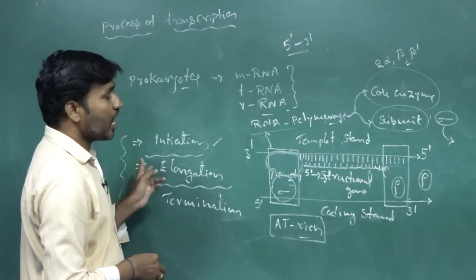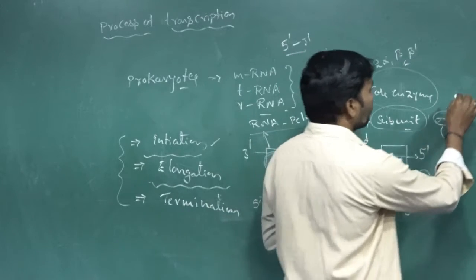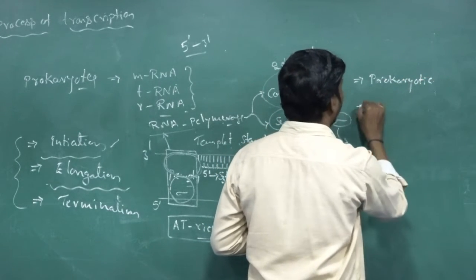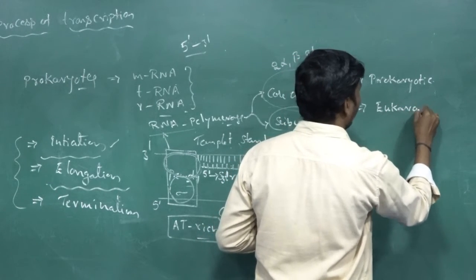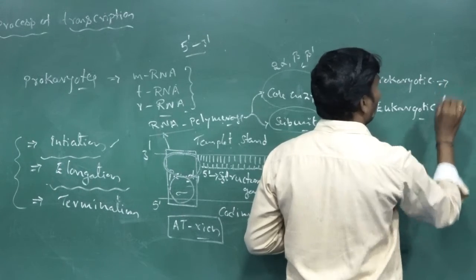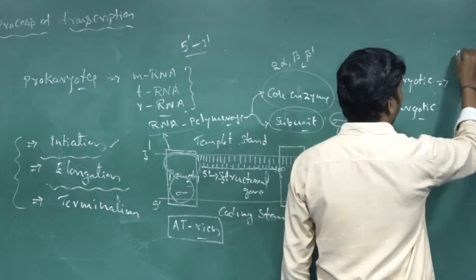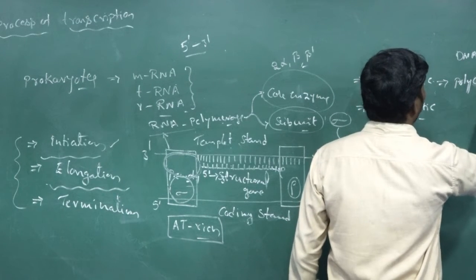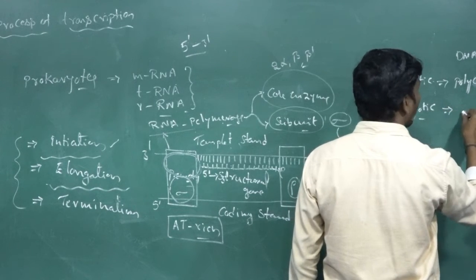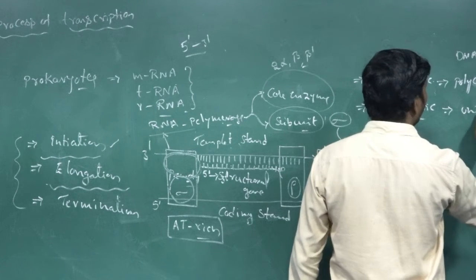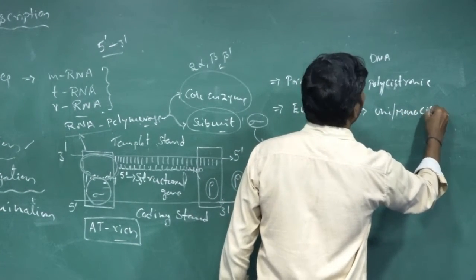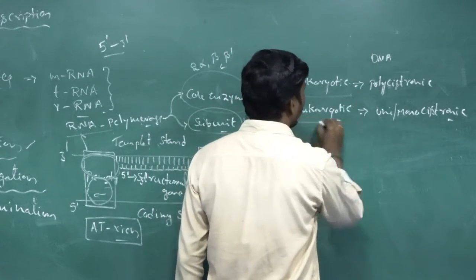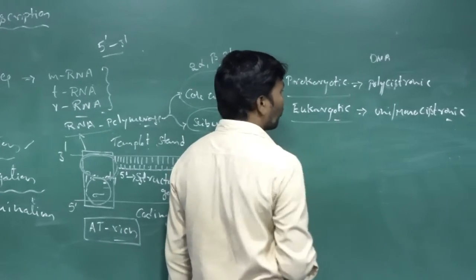But here, in the case of prokaryotic and eukaryotic organisms, the prokaryotic genome, the DNA, acts as polycistronic, and the eukaryotic genome acts as monocistronic. So what does polycistronic and monocistronic mean? First we take the prokaryotes.